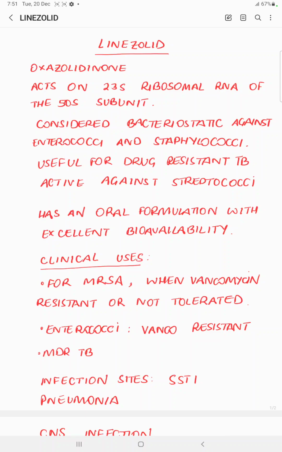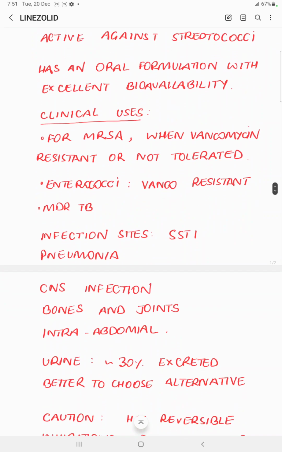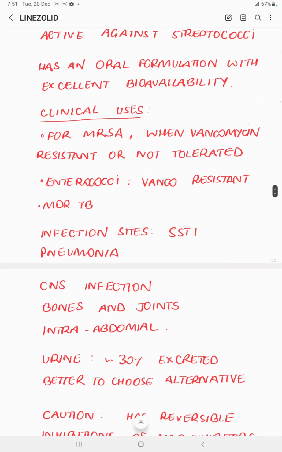Now, what are the clinical situations where we would be thinking about using linezolid? For MRSA. And when vancomycin resistance is shown or is not tolerated, that is the place where probably we will be using it for MRSA. Except maybe when the patient has a pneumonia, where we might favor either vancomycin or linezolid as one of the drugs.